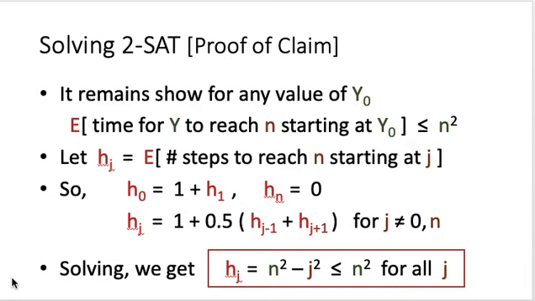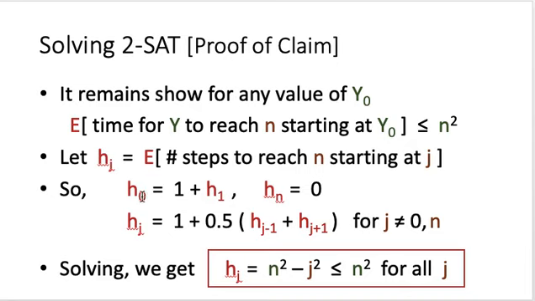Okay. So here we use h of j to represent the number of steps to reach n starting at j. So we are focusing on the Markov chain. All of the things here are talking about the Markov chain. So we have h of 0 is equal to 1 plus h of 1. h of 0 means we are starting at state 0. So you always use one step to move to state 1, and then at state 1, we use a certain number of steps to reach n.